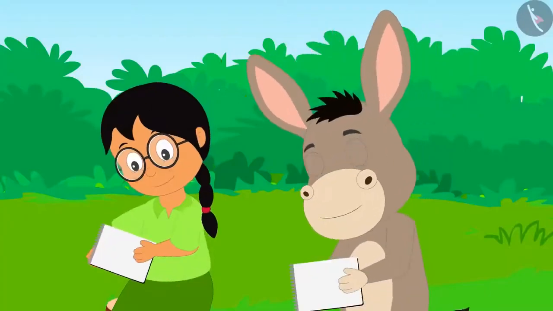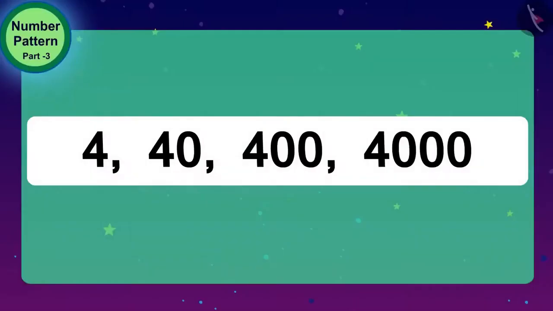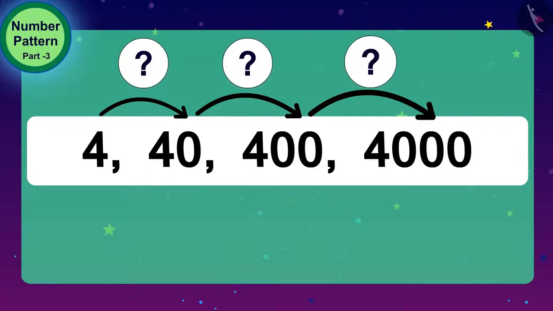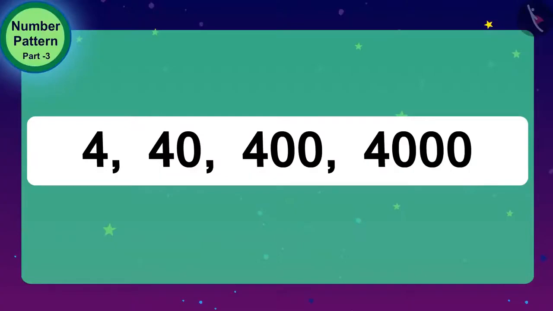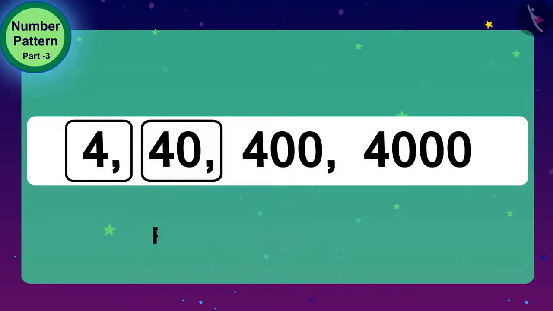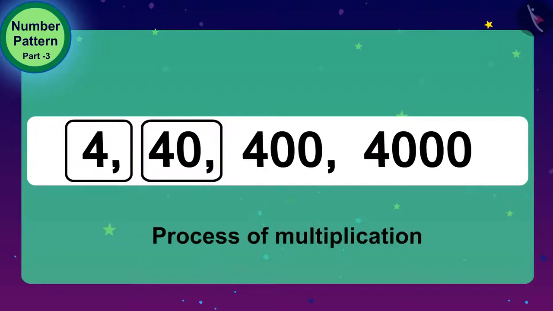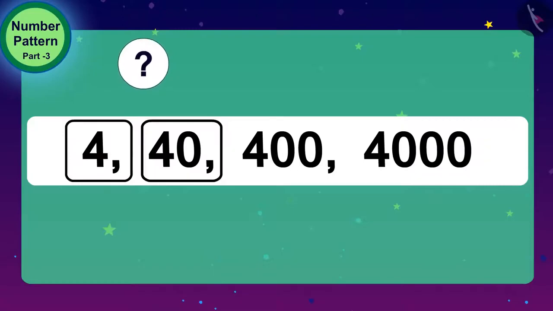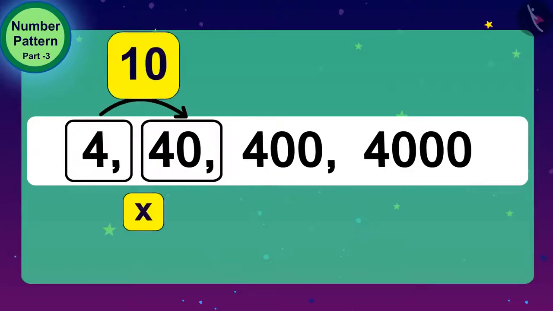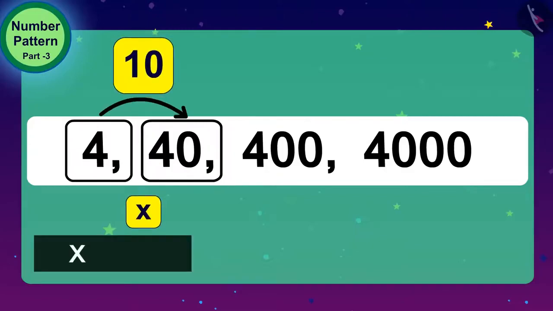Bhola and Meenu were in deep thought. Children, can you find the rule of this number pattern? If you want, you can stop the video and find the answer. The first number here is 4 and the next number is 40. If we use the process of multiplication, we will find what we need to do to get the number from 4 to 40. Exactly. We have to multiply 4 by 10.